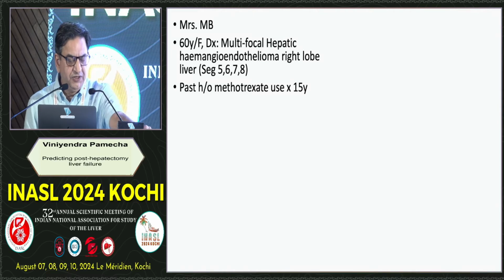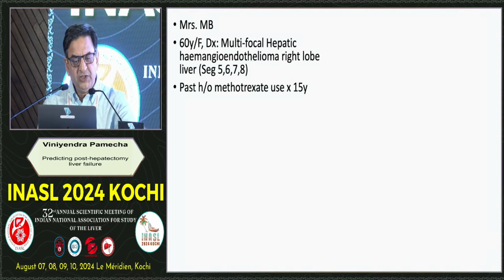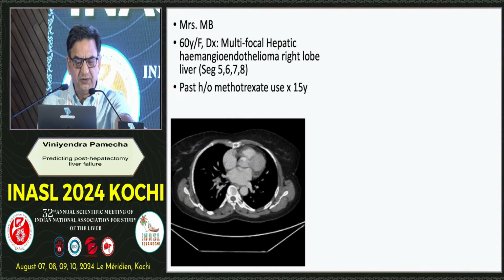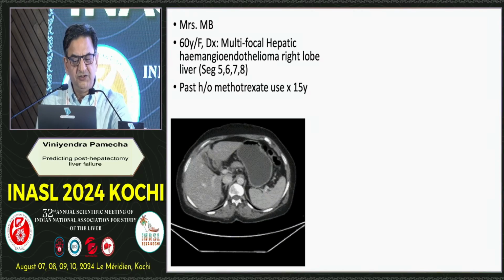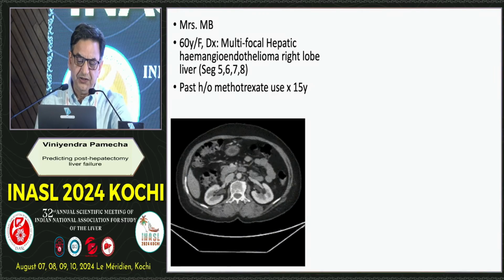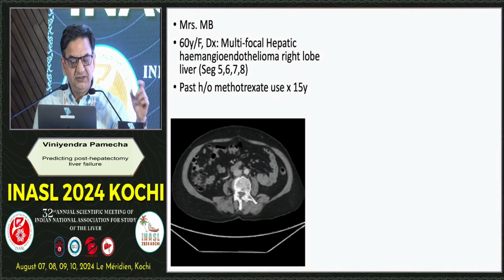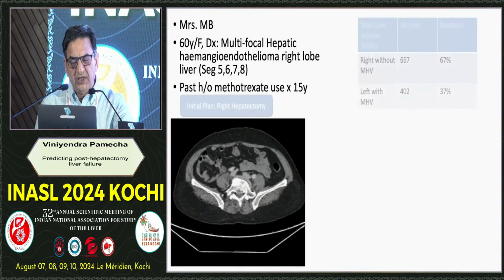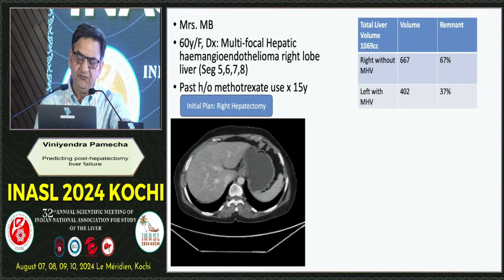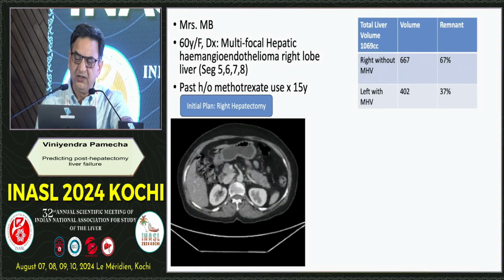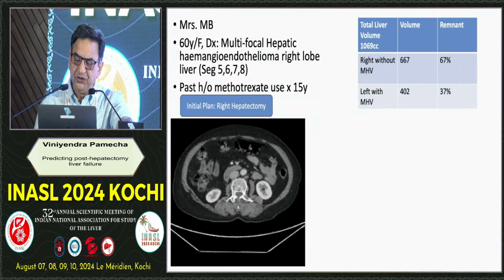Then there are other ways of enhancing the volume. This is a 60-year-old lady with multifocal hepatic hemangioendotheliomas in the right lobe of the liver, segments 5, 6, 7, and 8. She had a history of methotrexate for about 15 years, and these were scattered lesions in the right lobe of the liver. Her volumetry suggested the left lobe was about 37%. We thought it should be okay to go ahead, and volume-wise it also looked good.